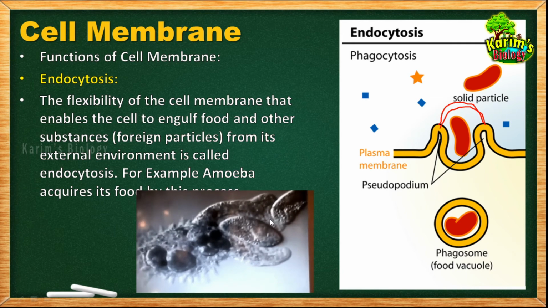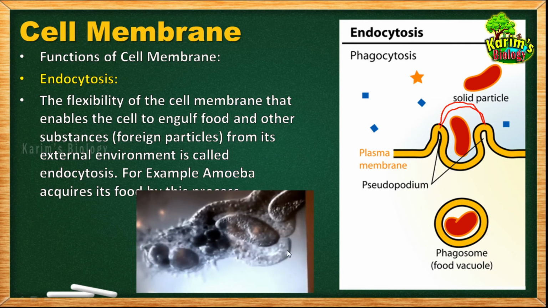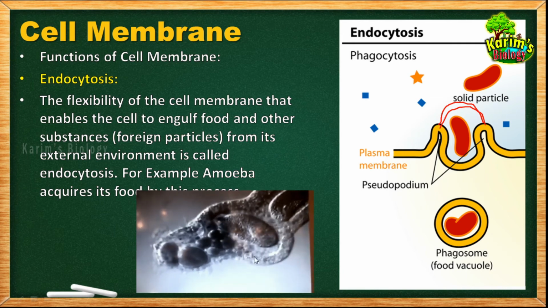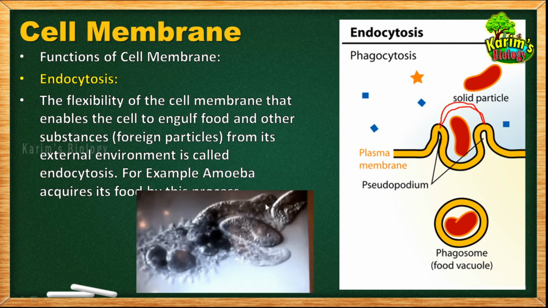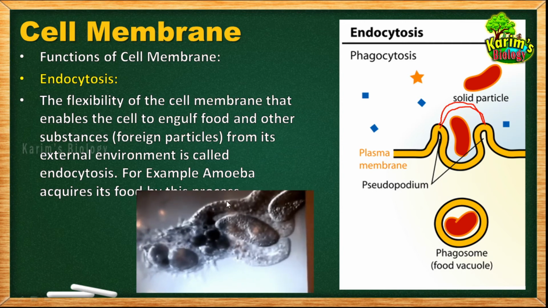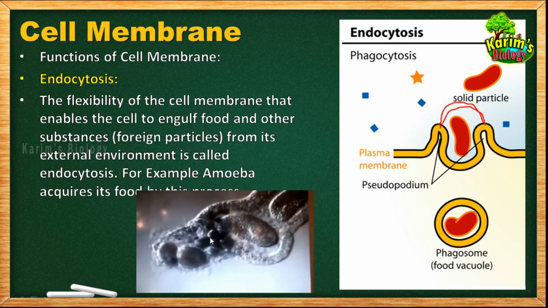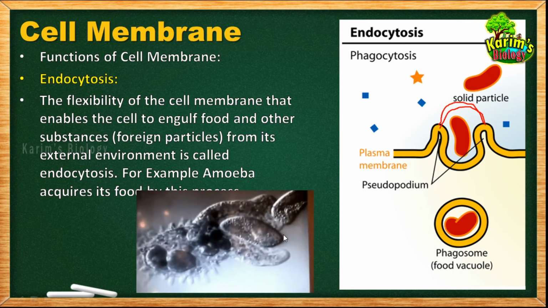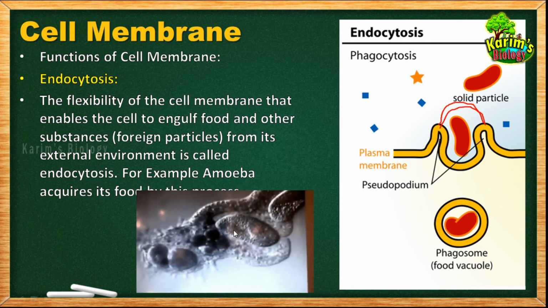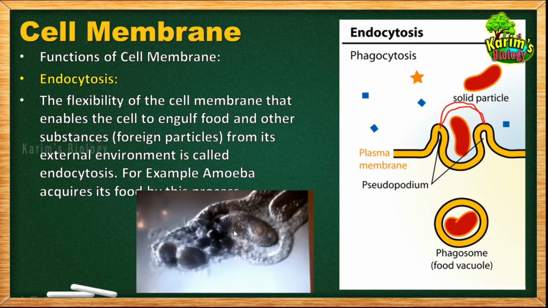And the pseudopodia are forming because the cell membrane is flexible. If the cell membrane were not flexible, it would have broken, is it not? But it is not broken. That's why the flexibility of this cell membrane is helping amoeba to form the pseudopodia and then engulf the food particle, right? So this property is called endocytosis.